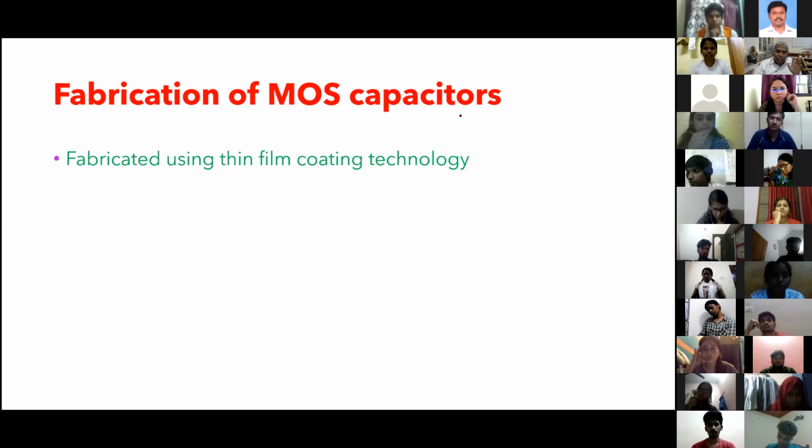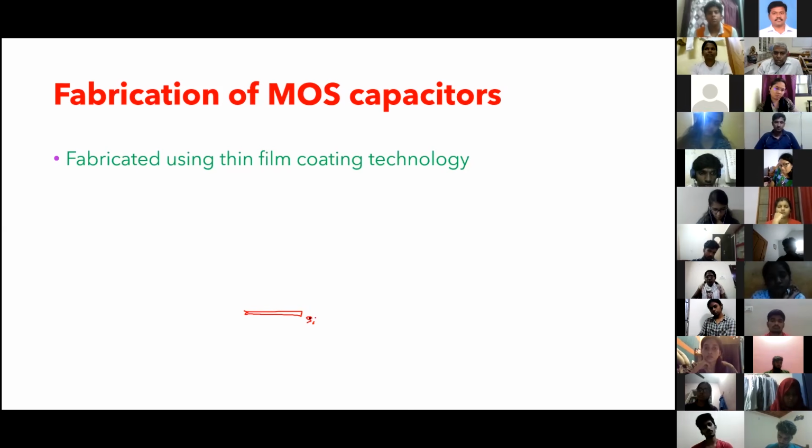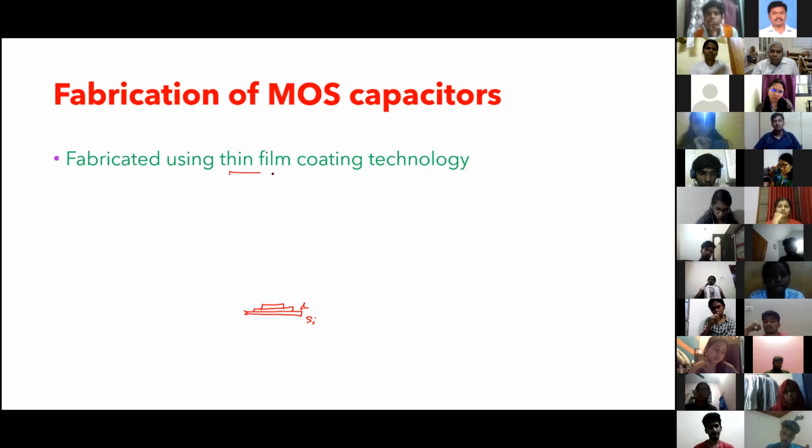We studied capacitors, and we studied MOS capacitors, and now we are going to see the fabrication of the MOS capacitors. For fabrication, I told you, you need to have a substrate, which is the silicon semiconductor, and on it you need to coat an oxide. On that you need to coat a metal layer. So at least two layers have to be coated on the silicon substrate, so you need thin film coating technology to fabricate them.